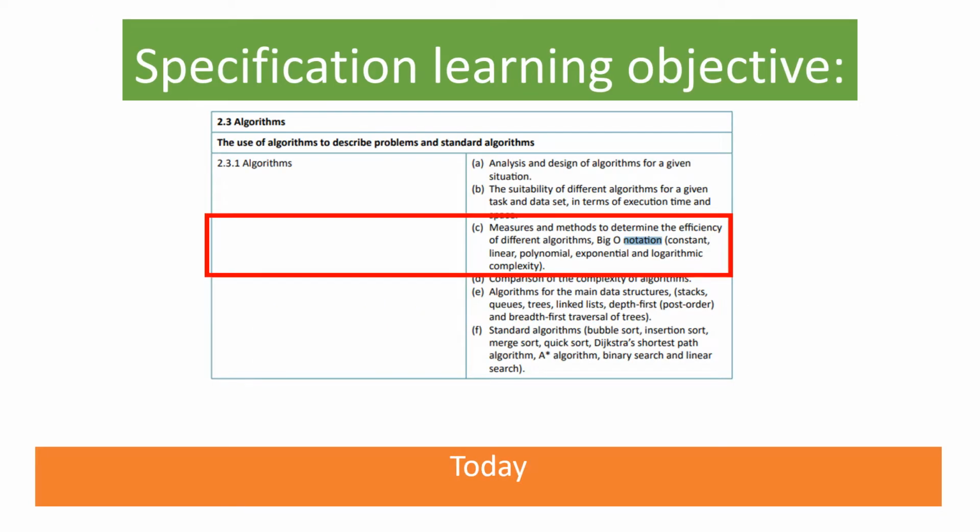In today's lesson, we're going to be looking at big O notation. There are a series of different big O notations including constant, linear, polynomial, exponential and logarithmic. Throughout this lesson, we're going to be considering how we can measure the efficiency of the different algorithms you just looked at.